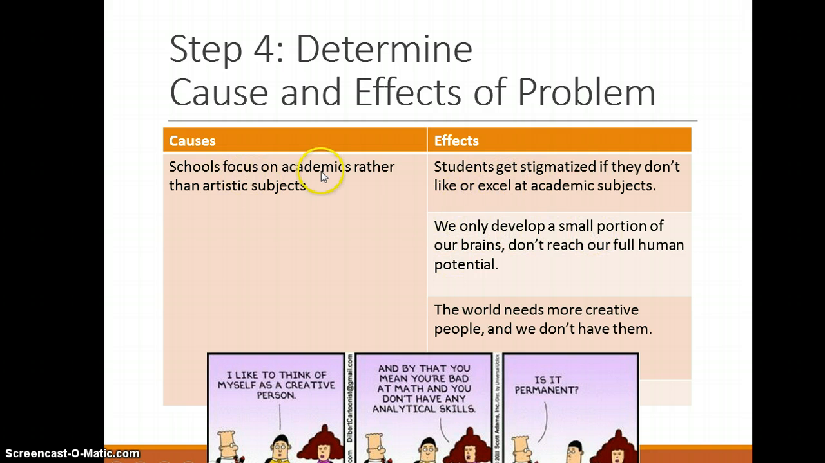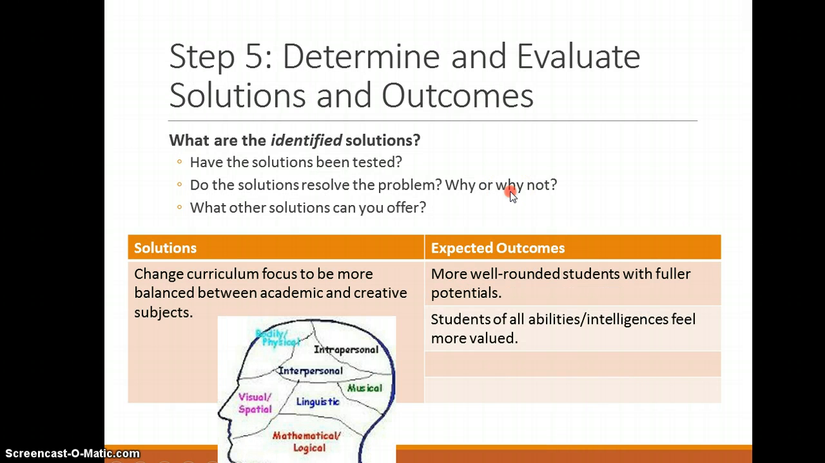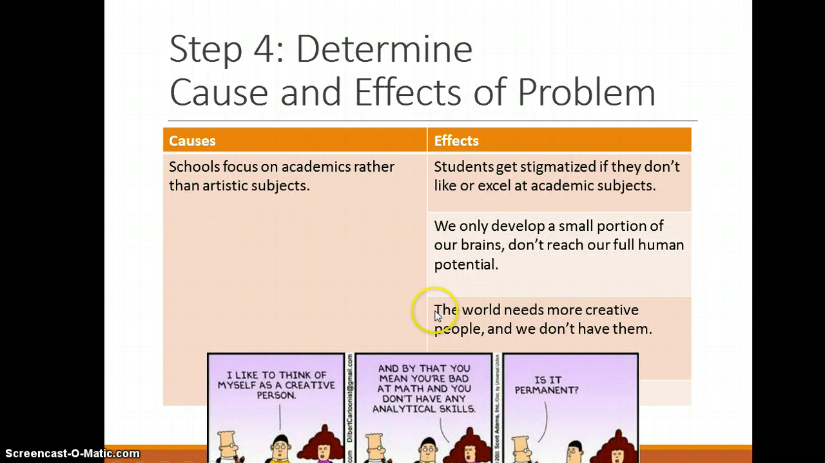Another effect of only focusing on academic subjects like math and science was that we only develop a small portion of our brains. We don't necessarily reach our full human potential. And another effect is that the world needs more creative people, and we just don't have them because we're not teaching people to be more creative. So there's lots of effects of the problem, and usually the problem is the cause of these effects. The cause.